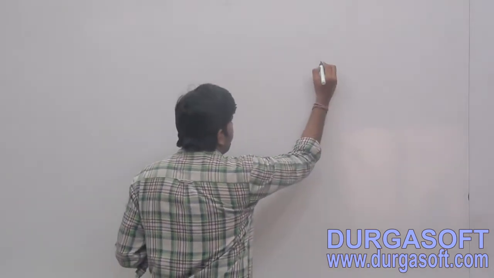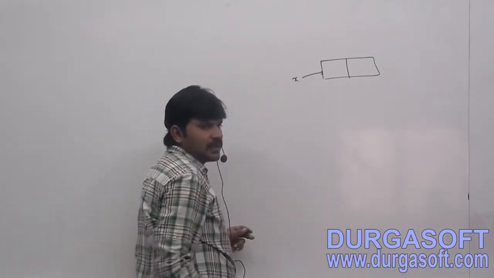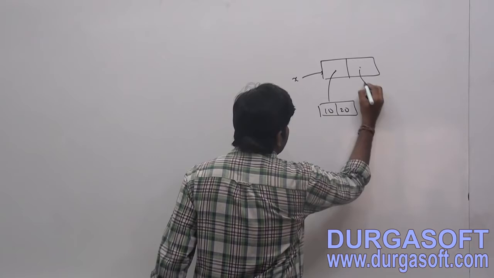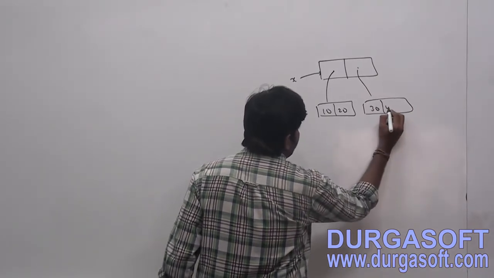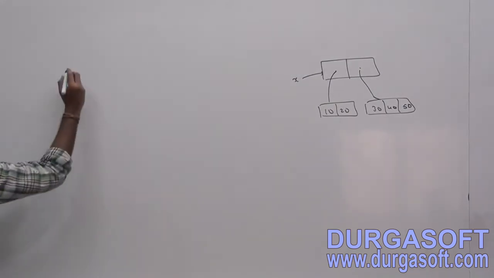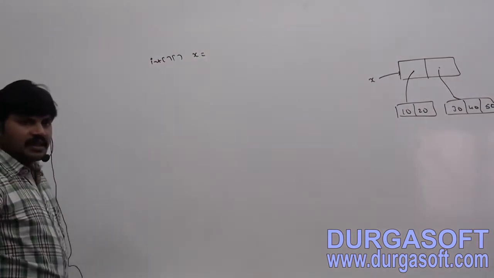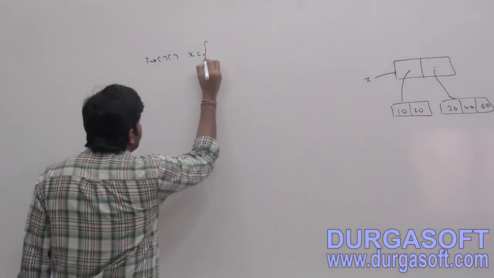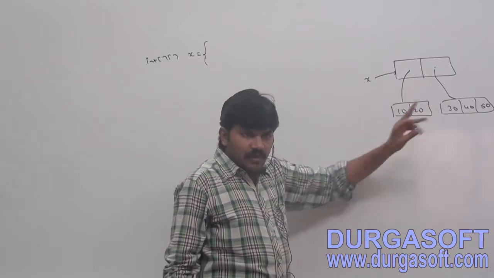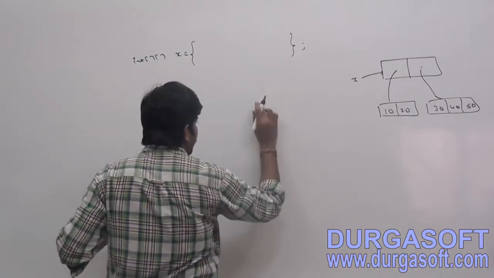Suppose I have one array like this. Here the first element is 10, 20, and the second element is 30, 40, 50. Now int array x is equal to this. Have you observed, is it a 2-dimensional array or not? It is an array of arrays. Basically a 2-dimensional array is also 1 dimension only.